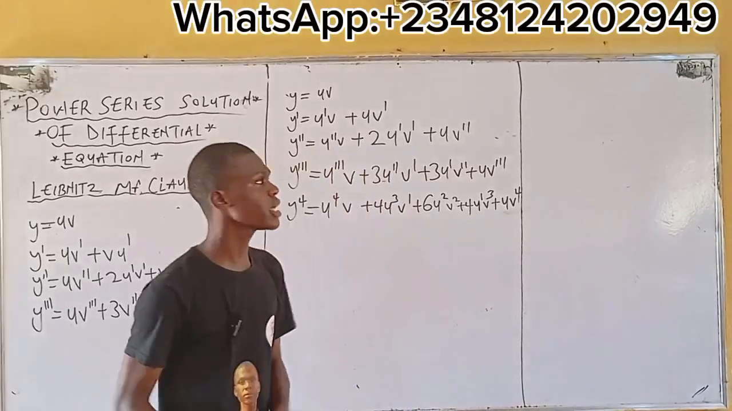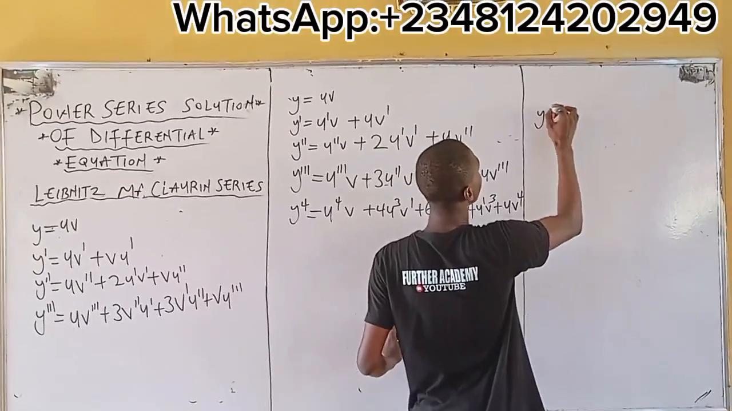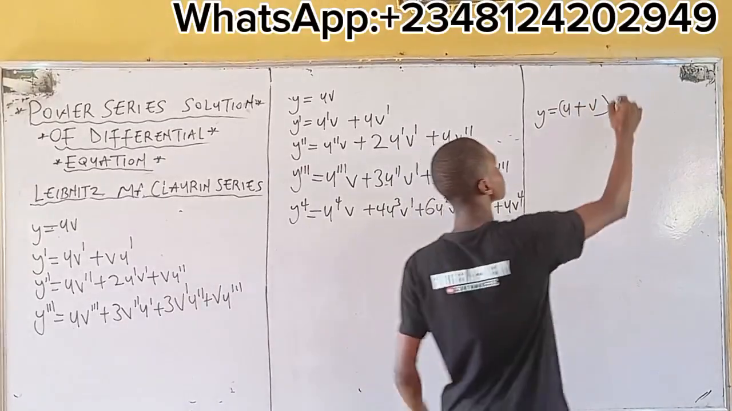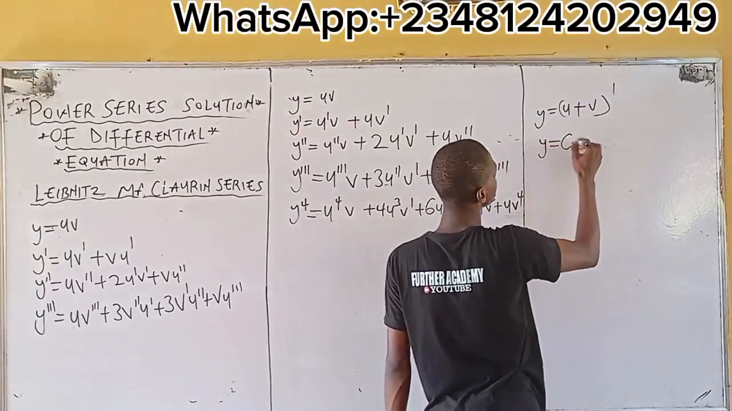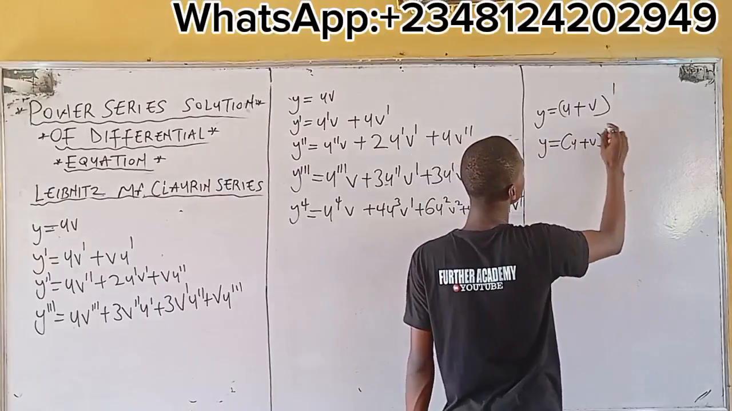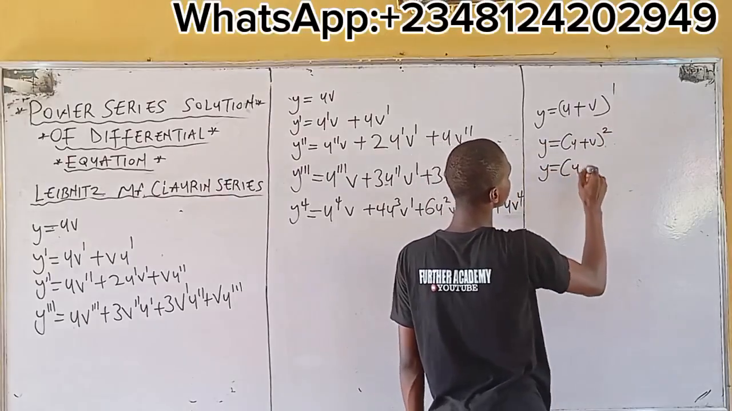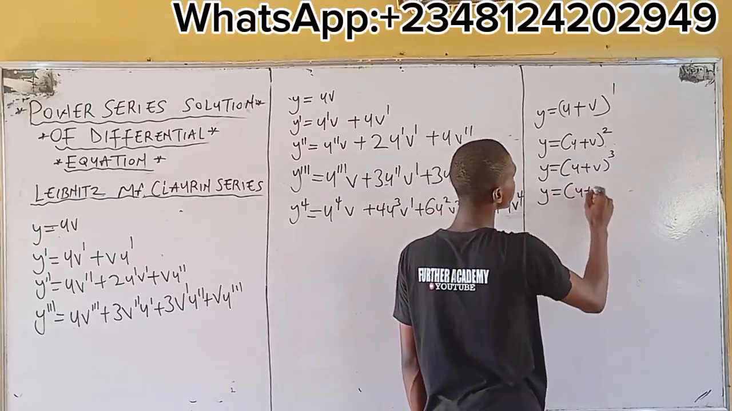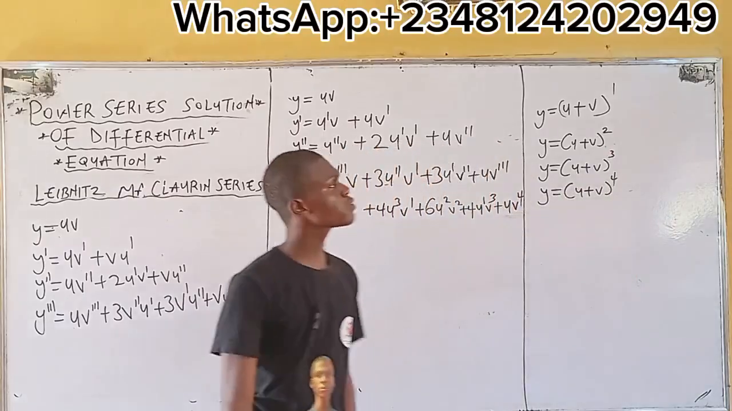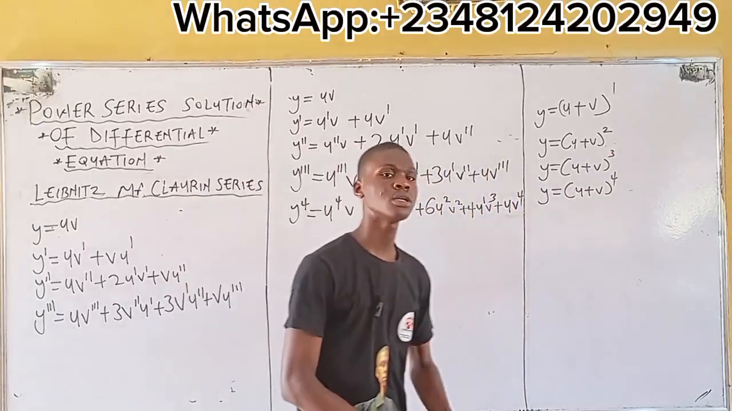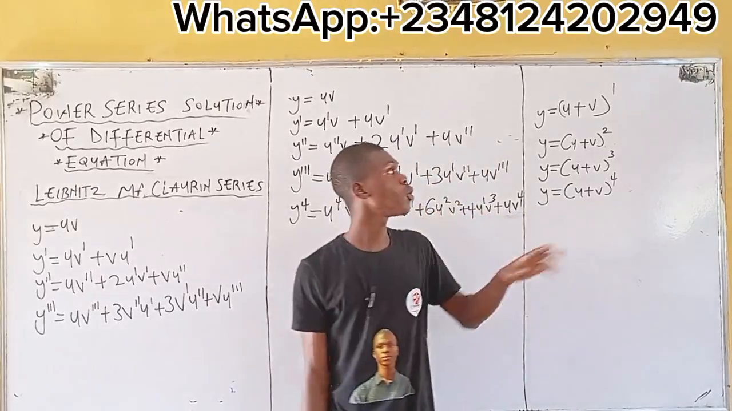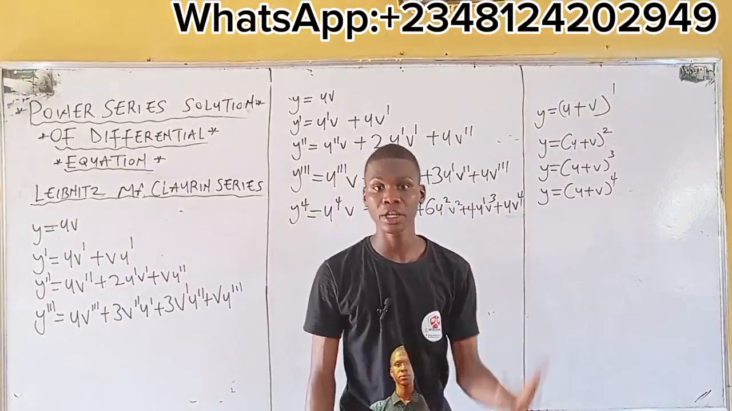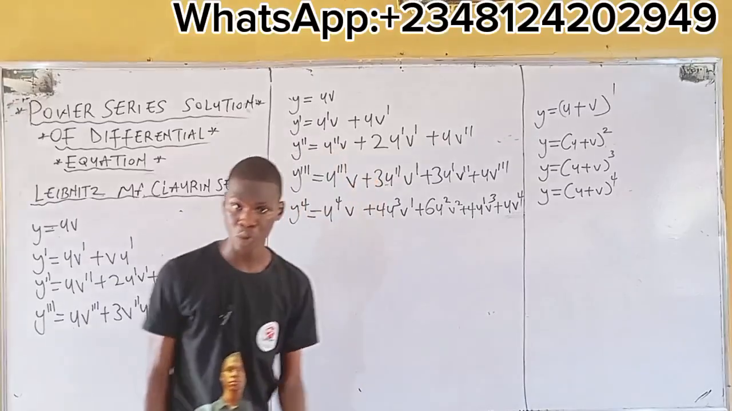Now, to confirm that, say you are given y equals u plus v, right? And say you are given y equals u plus v all raised to the power of 2. And also you are given y equals u plus v all raised to the power of 3. Then lastly, we are given y equals u plus v all raised to the power of 4. Now, I want to find the derivative of this given function. Are we together? We want to find the derivative of this given function using binomial expansion. And you know how binomial expansion works.